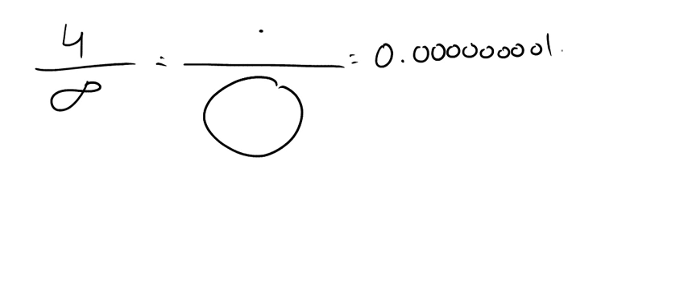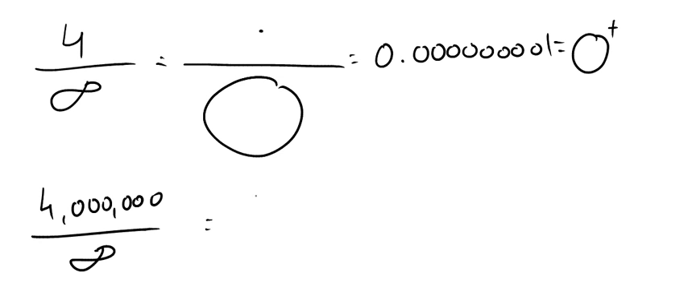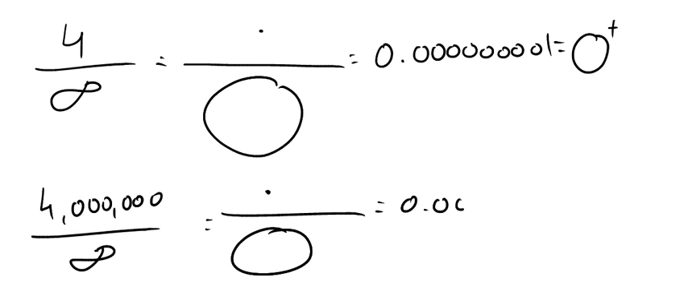So in math, something that is very, very small, we call this 0 plus. It's a small number, very close to 0, but positive. Okay, and again, even if I had here 4 million over infinity, it's the same answer because infinity is so much bigger that you get the same answer.